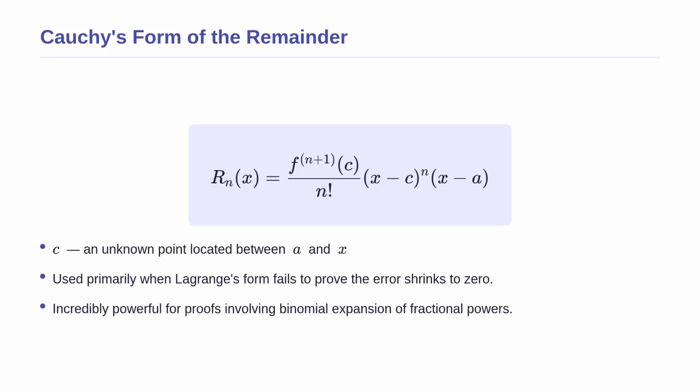While Lagrange's form is great, sometimes we need an alternative, which leads us to Cauchy's form of the remainder. This formula also relies on that unknown point C located between A and X. It looks a bit more complicated, but the symbols mean the same things. We have the n plus 1th derivative evaluated at C and n factorial in the denominator. We use Cauchy's form primarily when Lagrange's form fails to prove that the error shrinks to 0. It is an incredibly powerful backup tool, especially when dealing with the binomial expansion of fractional powers in advanced proofs.